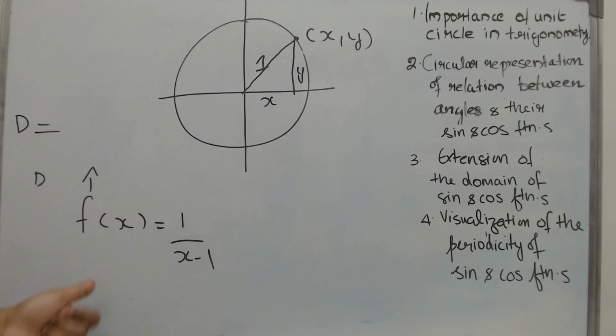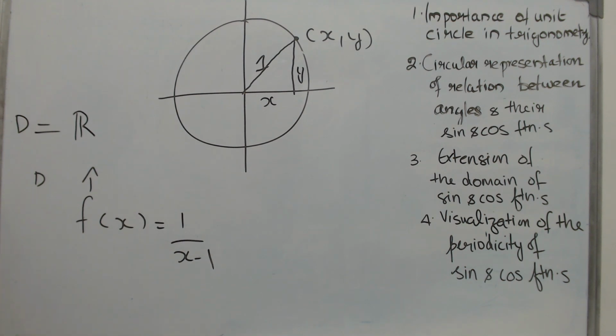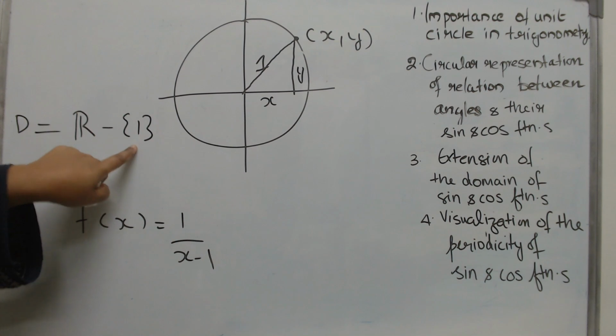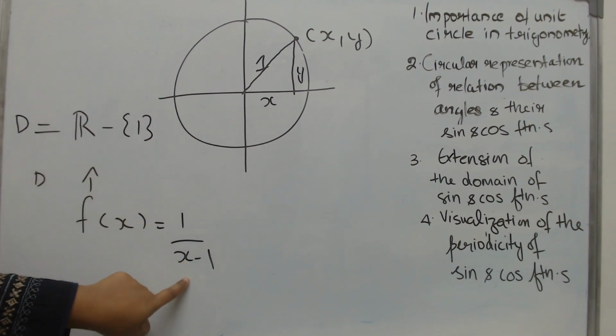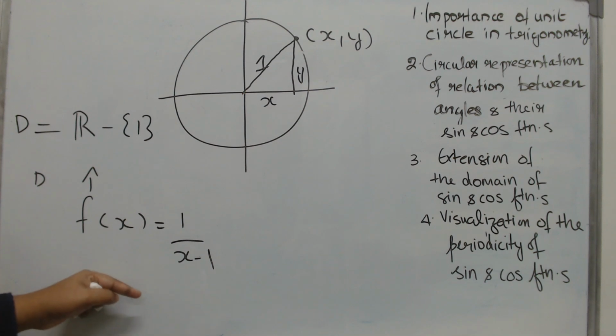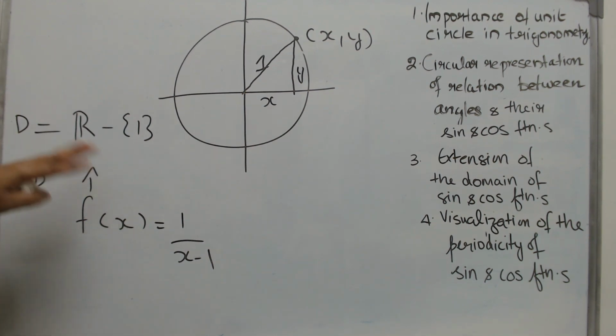It can be negative, it can be positive, it can be any real number except for what? Except for the number 1. It cannot take the number 1, because if you put 1 here, it will be 1 by 0. Such a thing does not exist. Your fraction cannot have 0 as its denominator. So the domain of this function is any real number in the world, but just leave out 1.